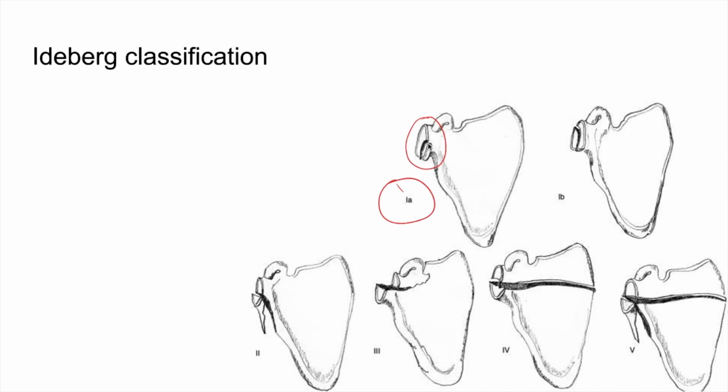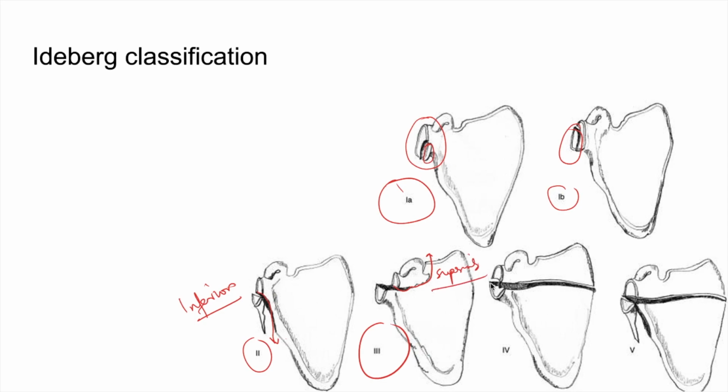In type 1A, it is an anterior fracture. In type 1B, it is a posterior fracture. In type 2, the fracture passes through the glenoid and exits inferiorly, right? In type 3, the fracture line exits superiorly.